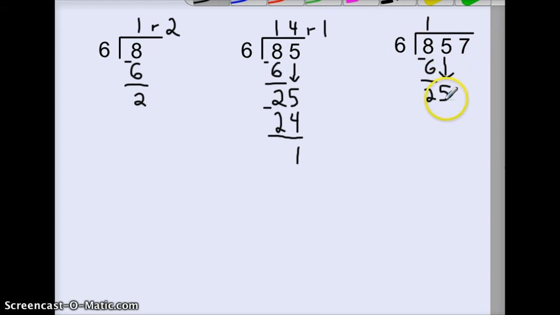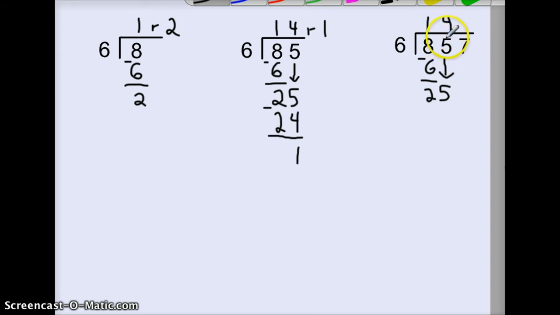Bring down the 5, and now I'm asking myself how many times 6 goes into 25. And the answer is 4. Notice I write the 4 right above the 5 because that's the spot I'm at. I got to make sure I'm lined up. I'm nice and organized because long division is so much simpler when you keep yourself organized.